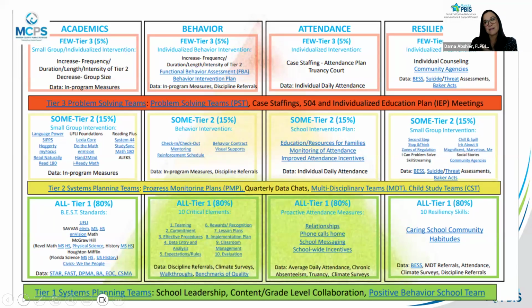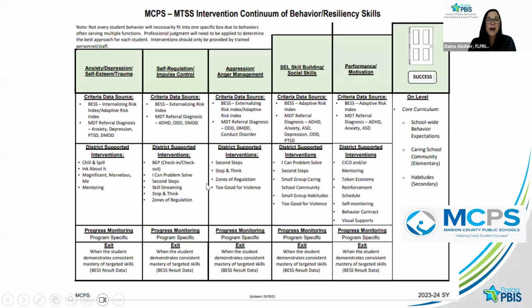And then the next document is another one of their documents that's updated as they collect data and determine interventions maybe are not working as well for groups of students, or maybe they're not going to be able to support through funding or training and that sort of thing. But they often refer to it as the stair step. Kind of looks like a stair step, but it goes through the interventions that the district supports for, in the first column, students that may experience anxiety, depression, trauma, and self-esteem issues.